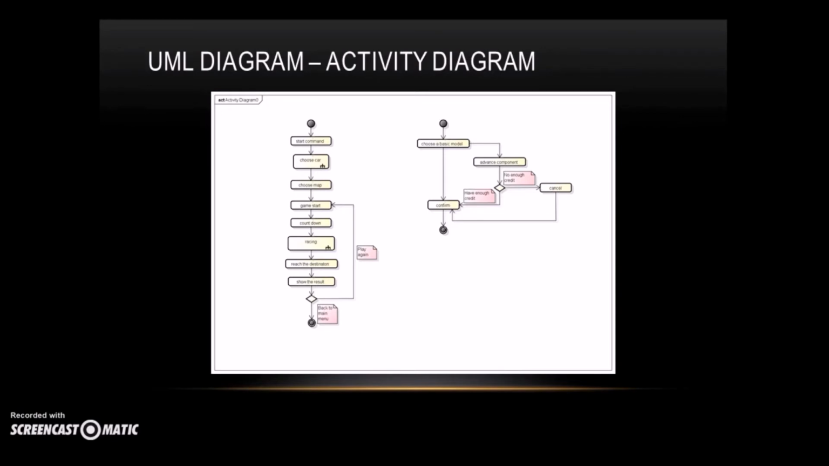Now I'll explain the activity diagram of our game. Our game starts with the user pressing the start button. Then he can select a car of his choosing and modify it according to his wish. Then he can choose a map, and the game begins. The user then has to race through the tracks, and when he reaches the destination, the corresponding result is shown, and the game can either be restarted or quit.